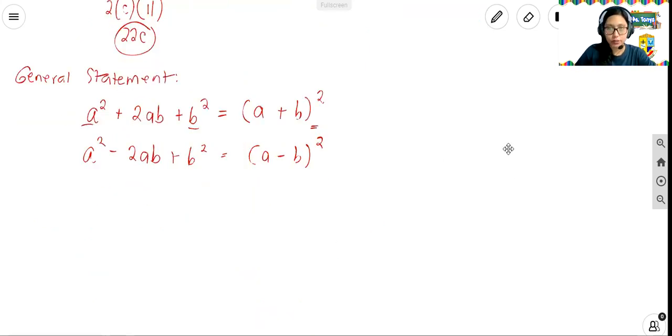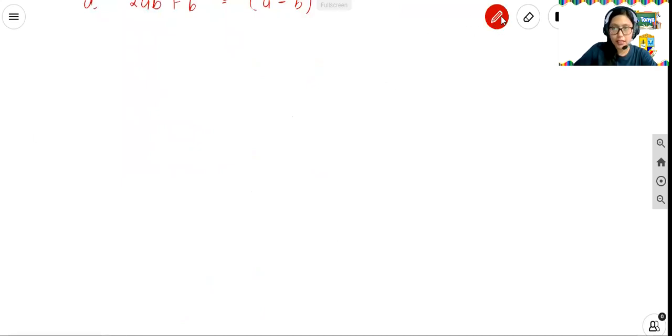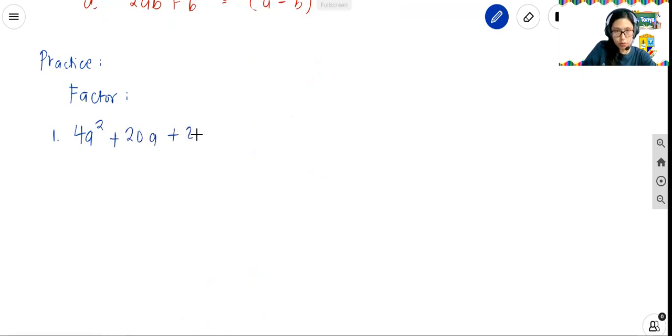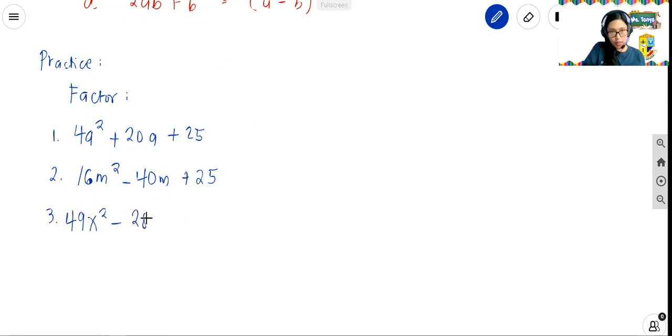Okay, so it's now your turn. Let us practice by answering some of the examples. Let's have 4a squared plus 20a plus 25, 16m squared minus 14m plus 25, and 49x squared minus 28x plus 4. So let us factor this and practice on your own.